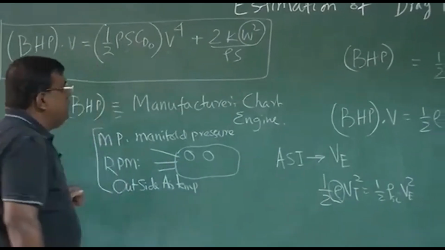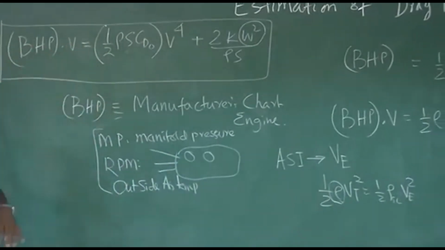But so what? The question is, okay, I can measure all these things. So how do I find CD naught and K? That is the question.